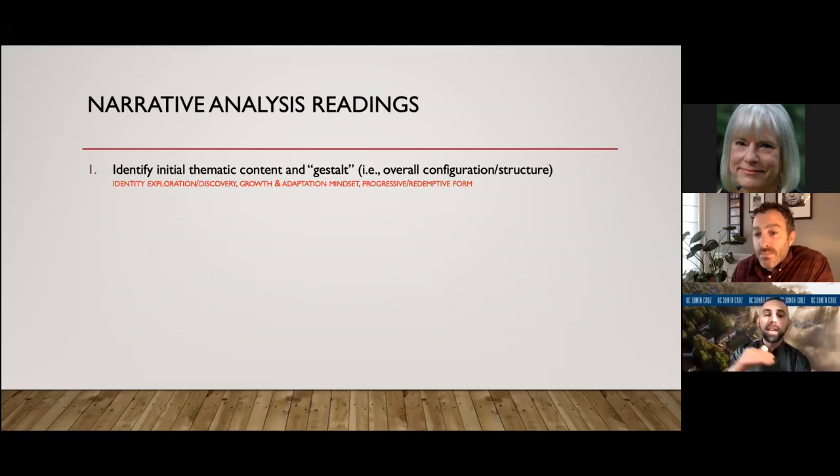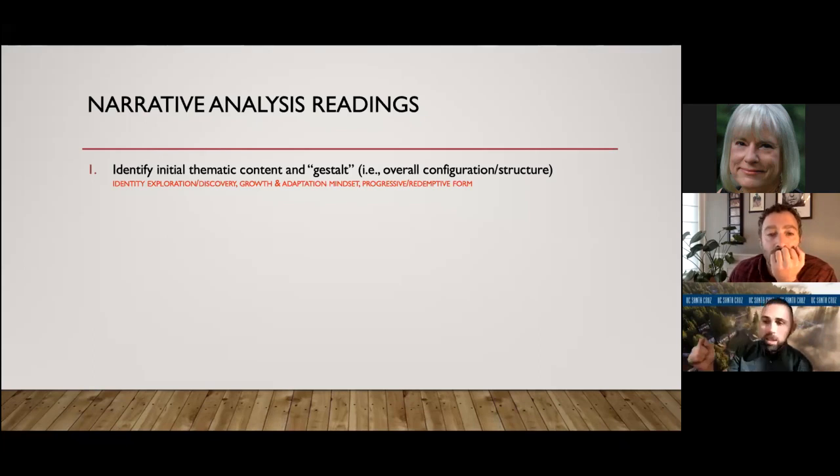You would first identify the initial thematic content, which is kind of like thematic analysis light in the sense of super inductive, just what's coming at you, and the gestalt, or what we would think of as the overall configuration or structure. Now, in this reading, you'd be listening to the audio as you read the transcript. That's important to pick up on things that might be nonverbal, for example.